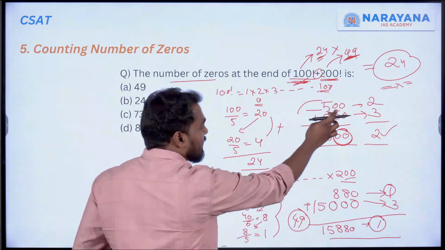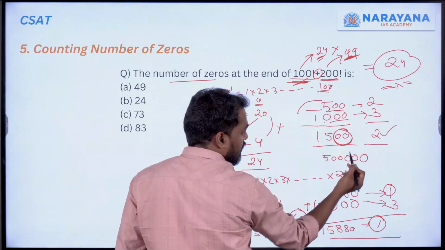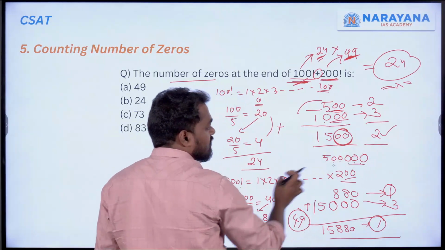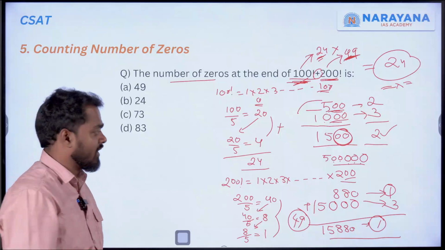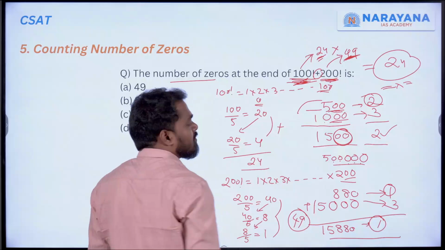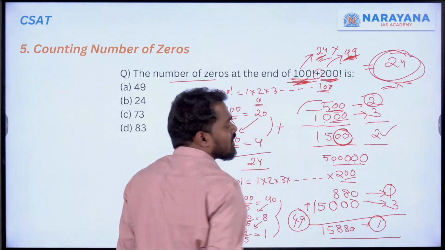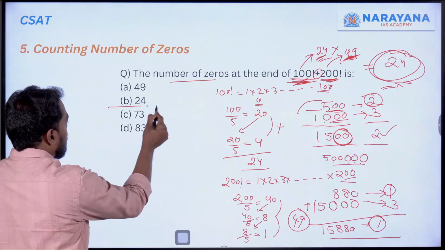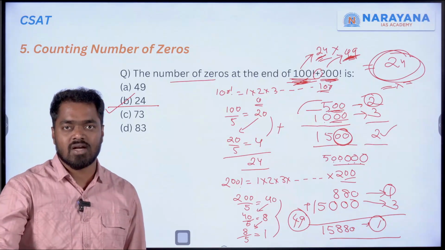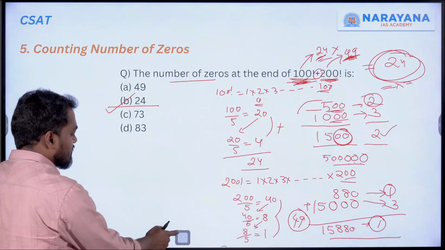Understood? For example, multiply 500 with 1000, you will get 500000. You have to add the zeros. For multiplication we have added already, but when you are adding the numbers, you get only the smallest number. So out of 24 and 49, you will have only 24 zeros. Option B is the answer. Understood? So this is the slightly trickiest part. You have to understand that.